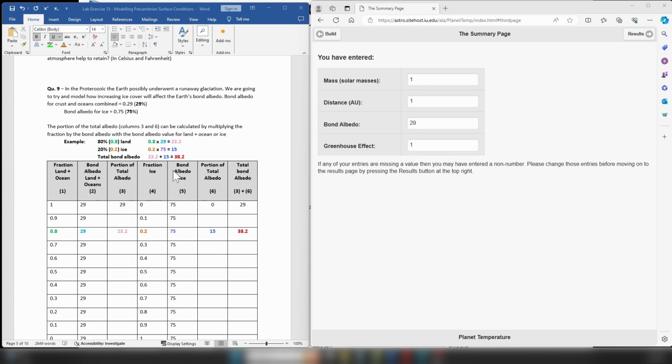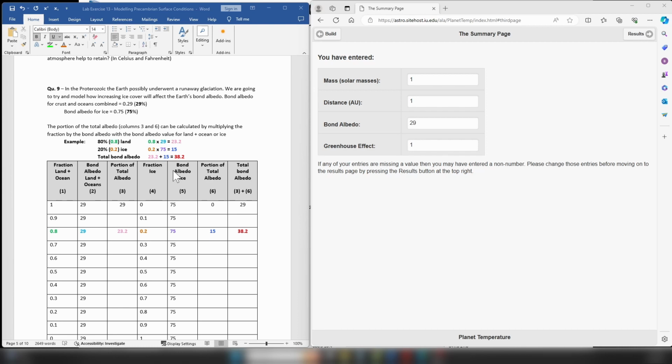For question 9, we're going to start thinking about the idea of snowball Earth. Geologic evidence suggests that towards the end of the Proterozoic, between about 720 million years ago and 540 million years ago, the Earth appears to have gone through a period where there were 4 large-scale global glacial events. The largest of these events appears to have occurred sometime between about 720 million years ago and about 650 million years ago.